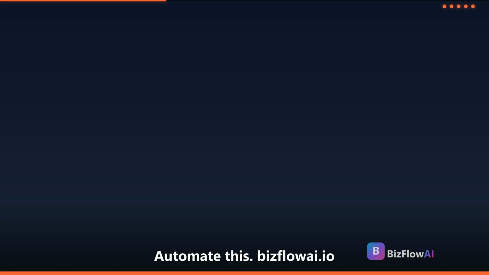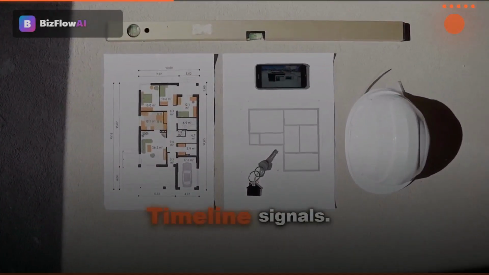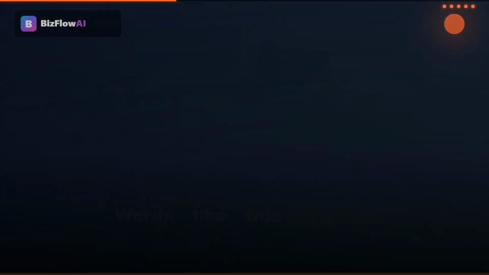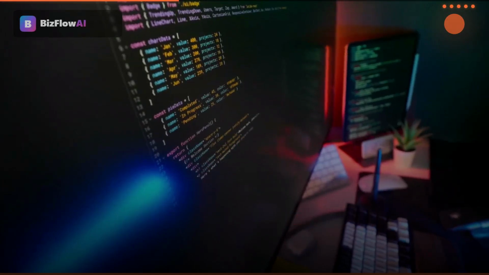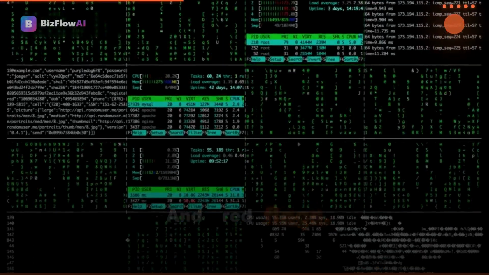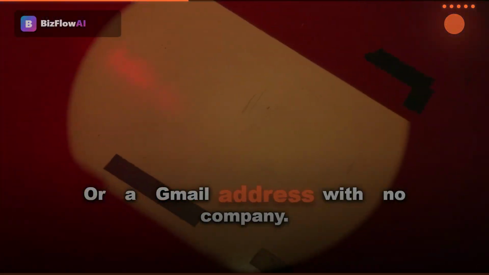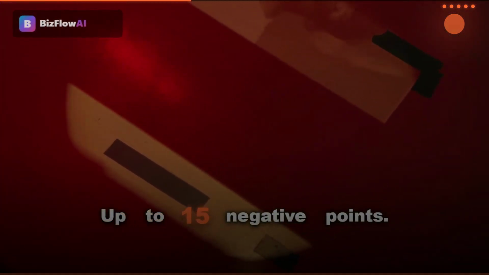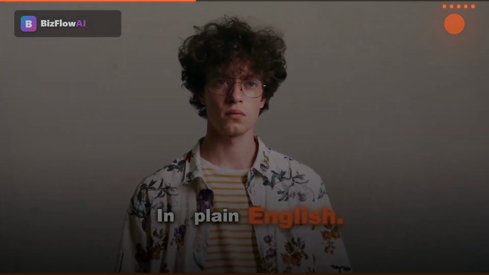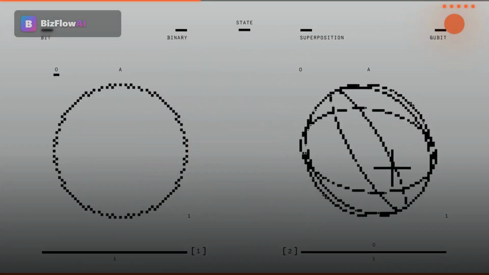Role signals. Are they a founder, a head of ops, a director? Or are they a student or a random contractor? Up to 25 points. Timeline signals. Words like this quarter, ASAP, we're launching, urgent, up to 25 points. And red flags, subtract points for things like, can you do it for free, I have an idea, or a Gmail address with no company. Up to 20 negative points. You write this rubric once, in plain English. Claude reads it every time a lead comes in.